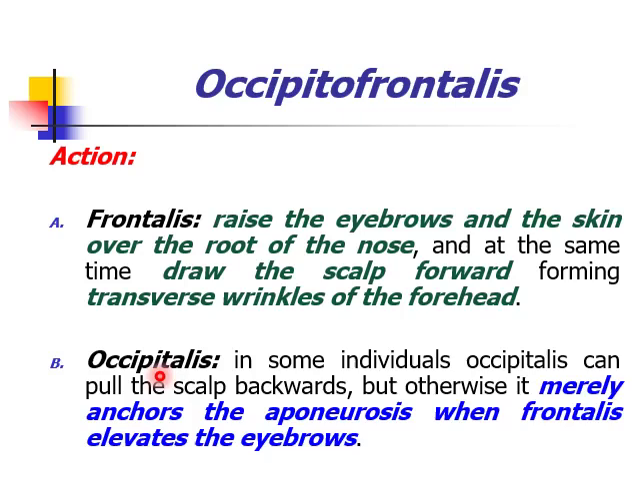While the occipitalis muscles in some individuals can pull the scalp backward. So if these occipital bellies contract, it might drag the scalp to the back. Some people can do it. But otherwise, it merely anchors the aponeurosis. It's simply a bony anchor. We said earlier that the occipitofrontalis has a bony origin at the occipital bellies, but the frontal bellies do not have this bony origin. So the occipital bellies, if not functional in moving the scalp, merely anchor the aponeurosis when the frontal bellies elevate the eyebrows.